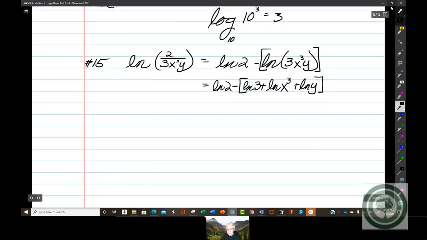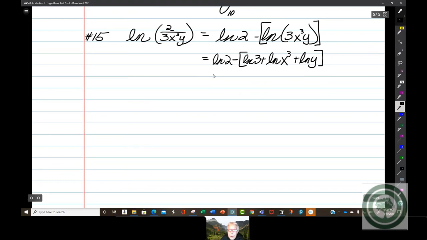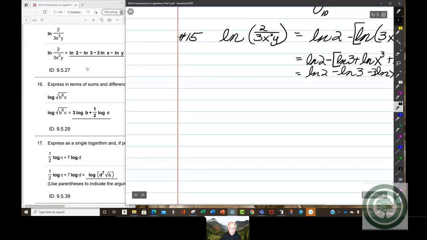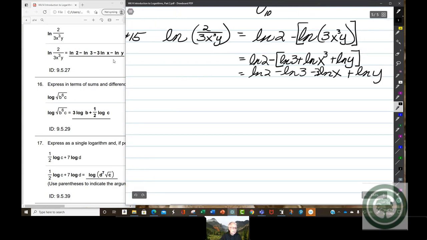So we're going to have the ln of 2 minus the ln of 3 minus the ln of x to the third, but I am going to bring the 3 down now, plus the ln of y. And that should be the answer. Let's see. The ln of 2 minus the ln of 3 minus 3 ln x plus ln y. Yes. So, yeah, we're going to distribute there and there.